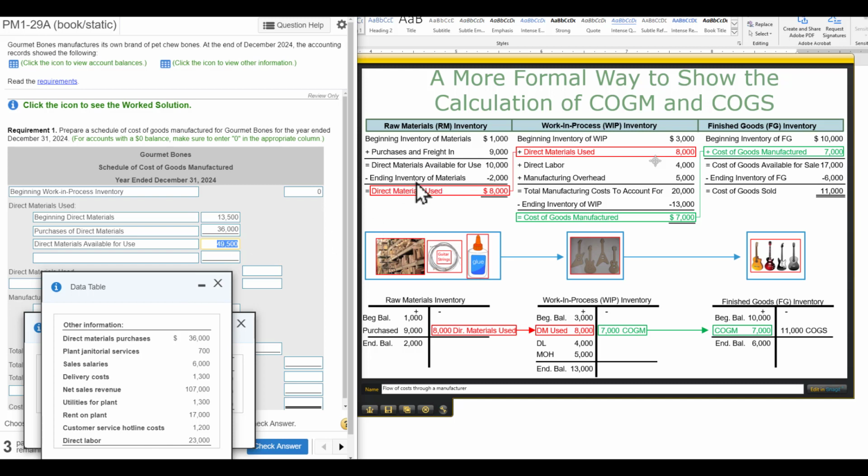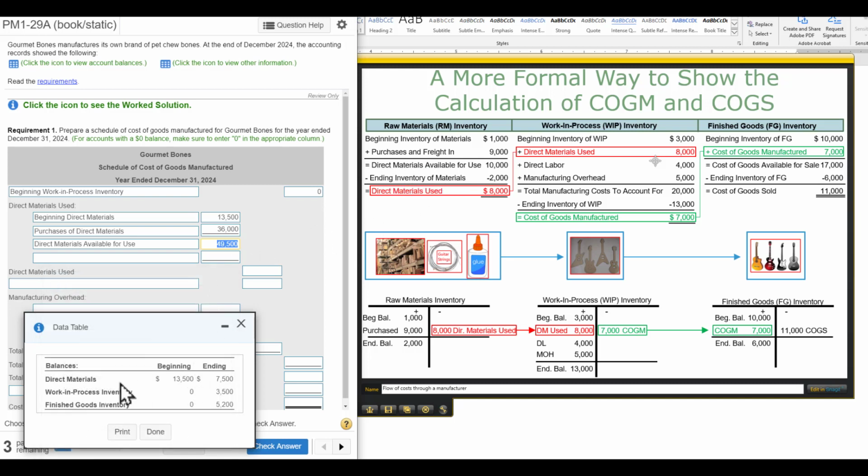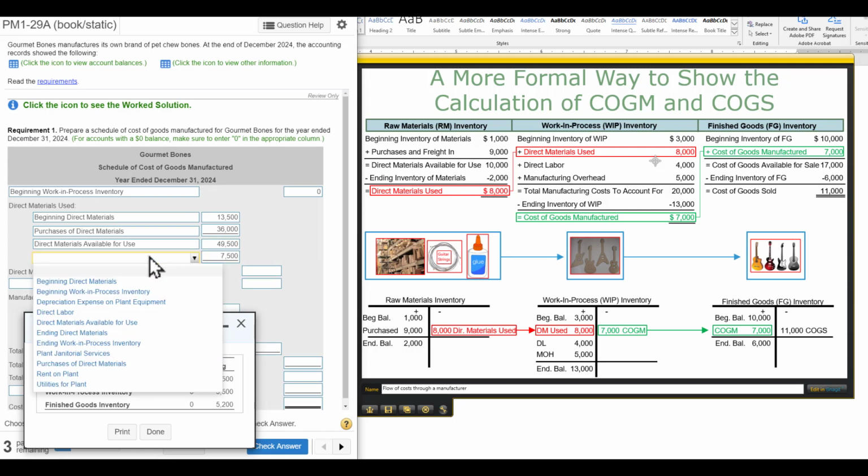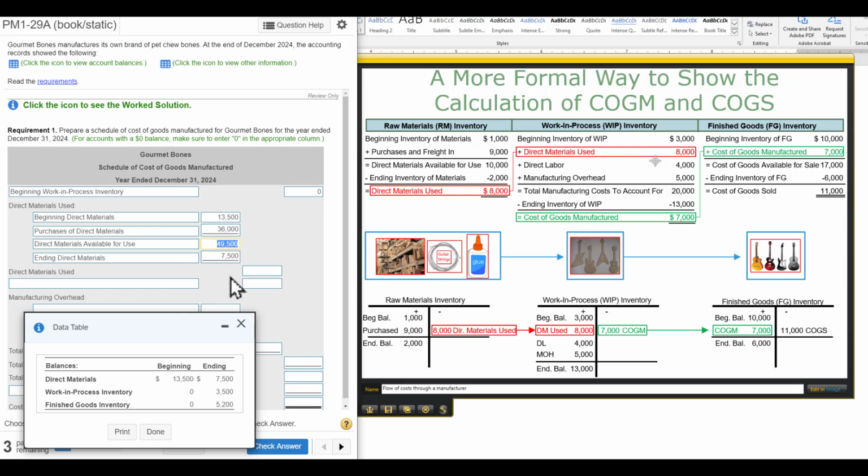We then subtract our ending direct materials, which we get from right here. Ending is 7,500. Ending direct materials. So we had 49,500 available. At the end of the year, we had only 7,500 left. Therefore, we must have used the difference. So 49,500 minus 7,500 gives us direct materials used of 42,000.